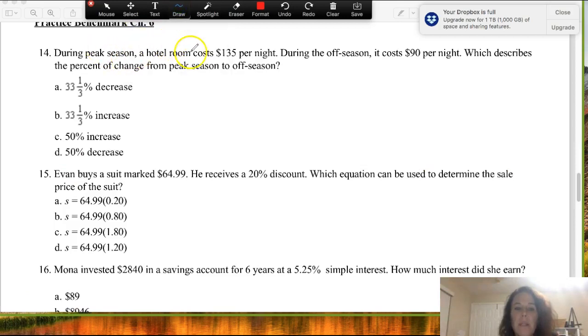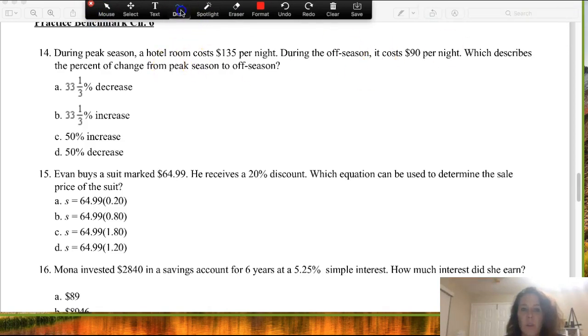Okay, during peak season, a hotel room costs $135 a night. During the off season, it's $90 per night. That's cheaper. Which describes the percent of change from peak season to off season? So if we're going from peak season to off season, it looks like it's decreasing. This is going to be a percent decrease. Once again, I do the difference divided by the original.